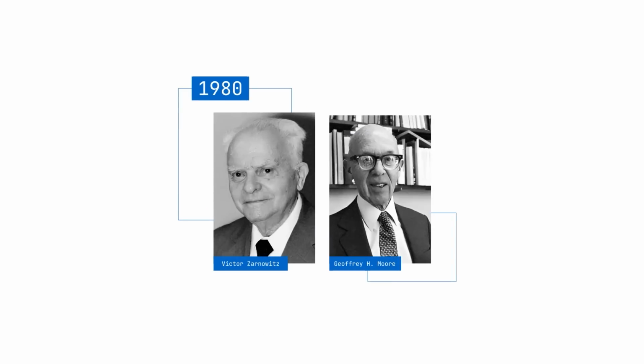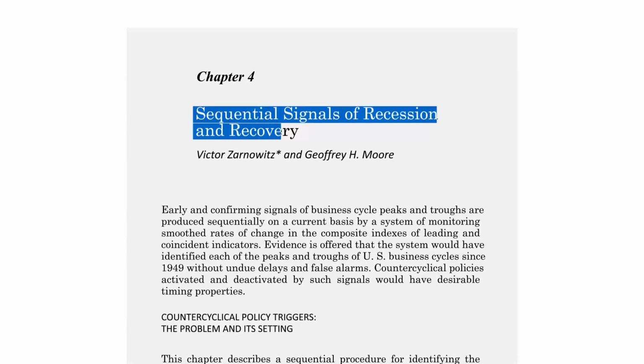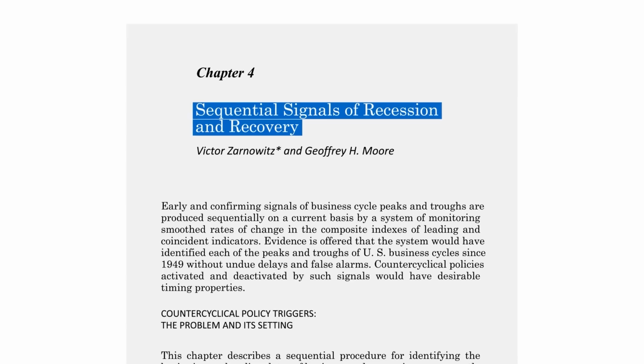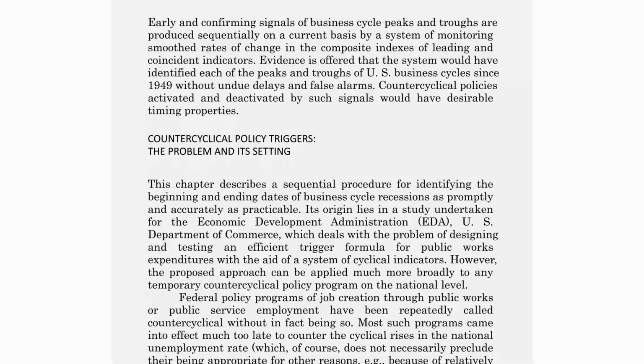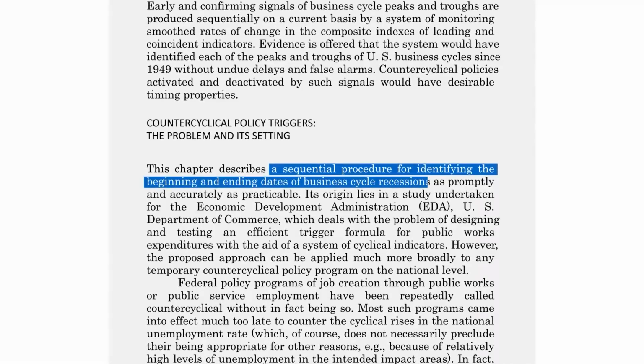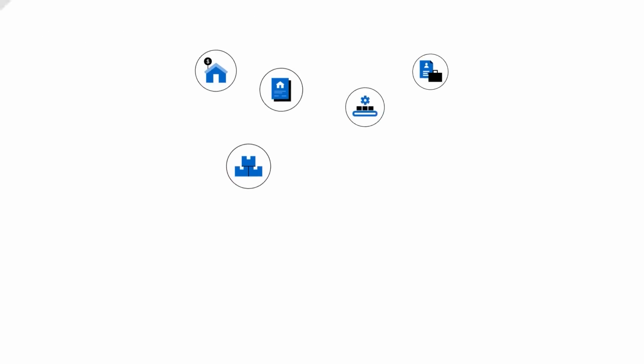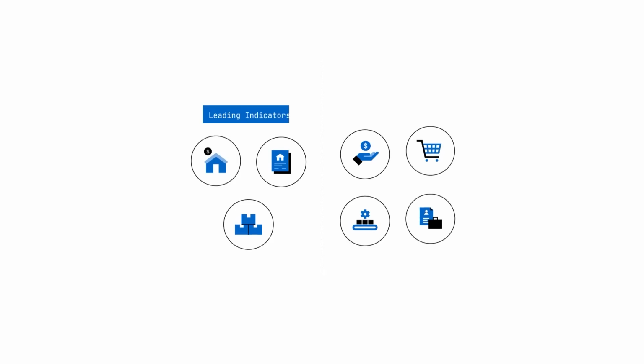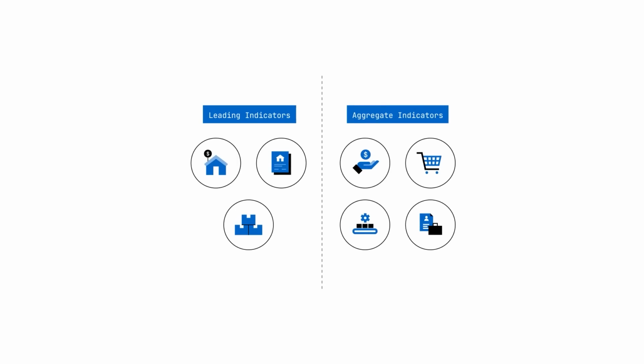In 1980, Victor Zarnowitz and Jeffrey Moore, two pioneers of business cycle research, proposed a signaling system based on the predictable rhythm or sequence of the business cycle. This system helps alert policymakers and business owners to the onset of recessions or the start of recoveries. The original signaling system was based on leading indicators and aggregate indicators.